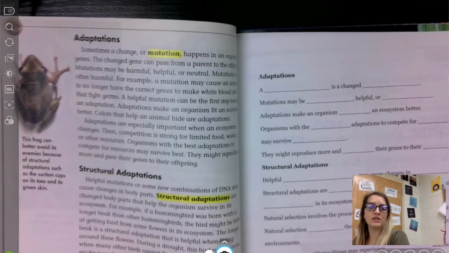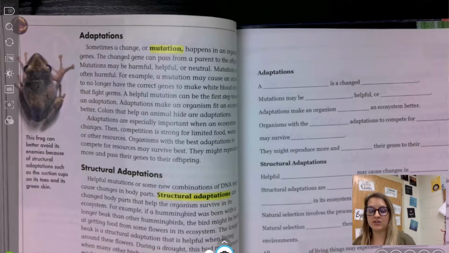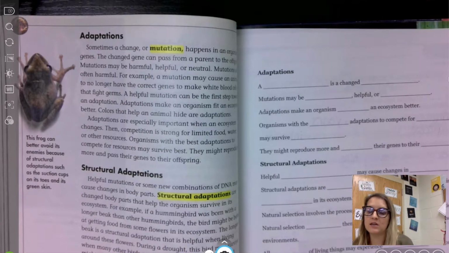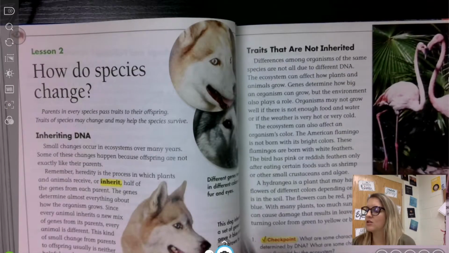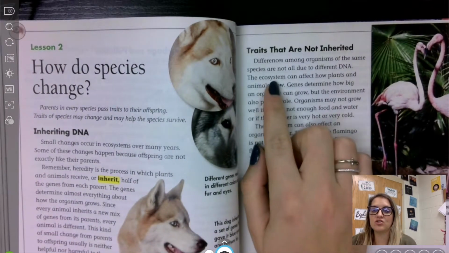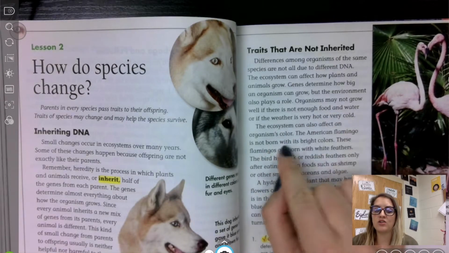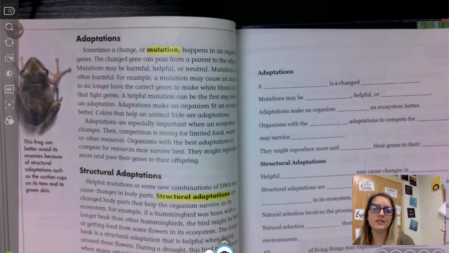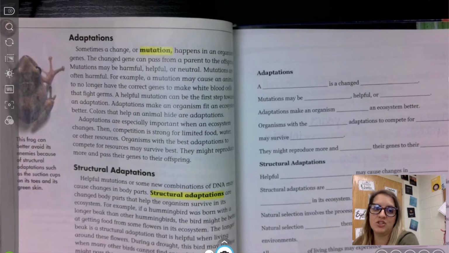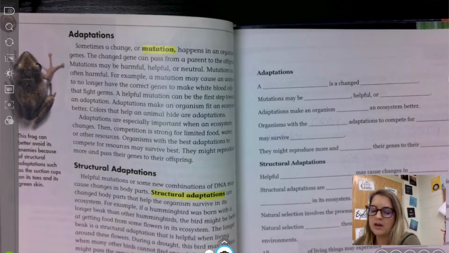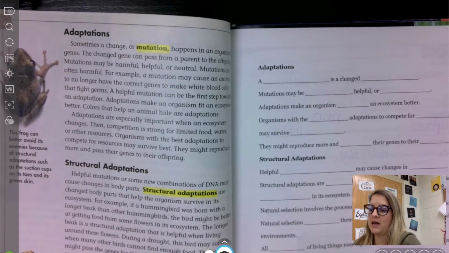All right, so yesterday we talked about inheriting DNA and how sometimes it's not always DNA that gives you your traits, but sometimes your environment around you. Today we're going to be looking at adaptations, both structural and behavioral adaptations.